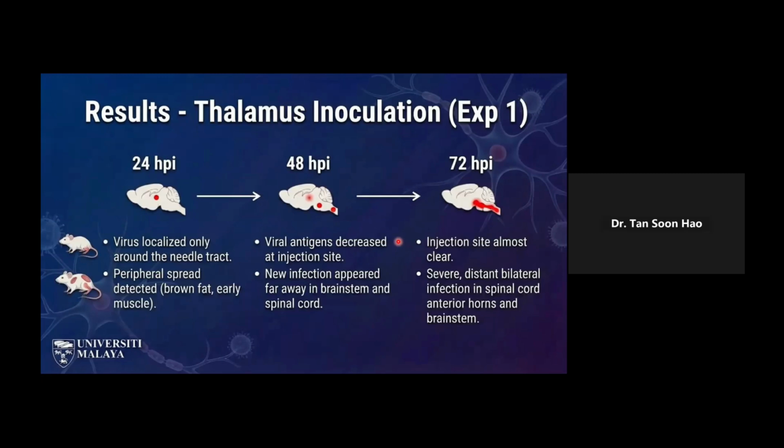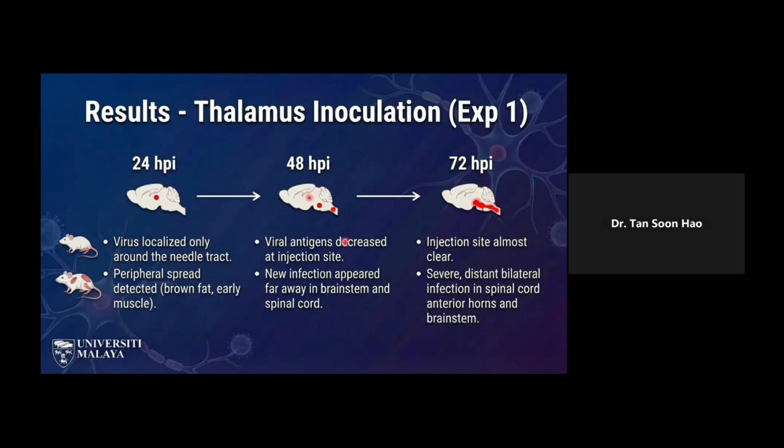So we look into details for the thalamus infected mice. It's split into two parts. One is within the brain itself. The second part is what we observe clinically. So within the brain itself, we're able to track the needle tracks because we are injecting with the 31G needle. And we actually found the virus is localized along the needle track at 24 hours post-infection.